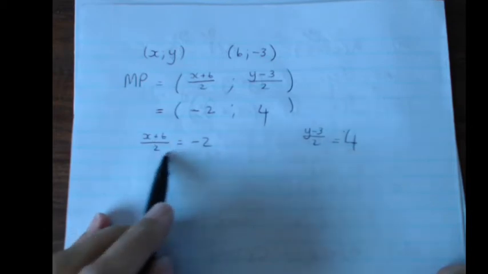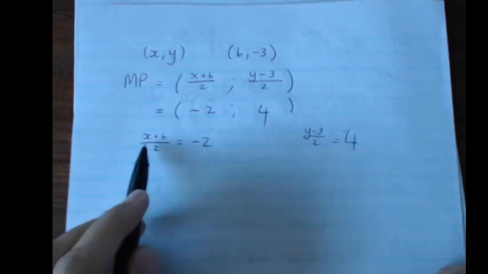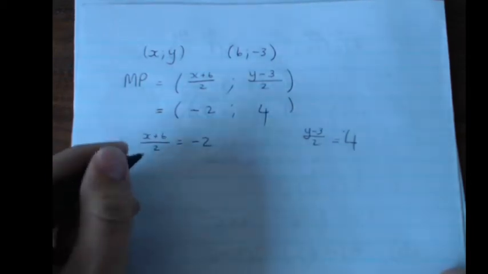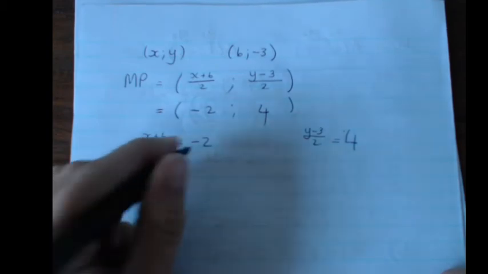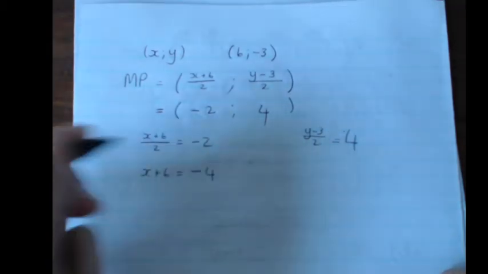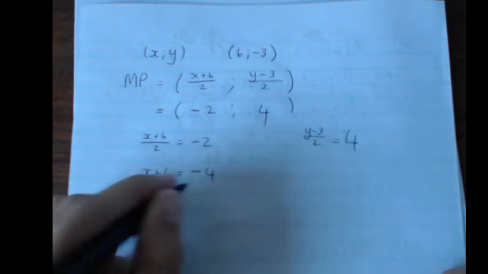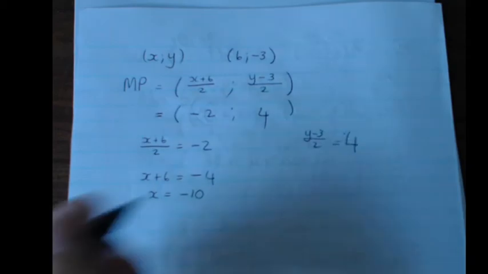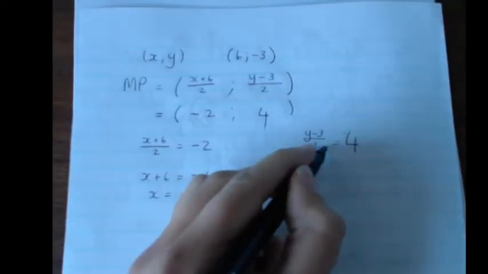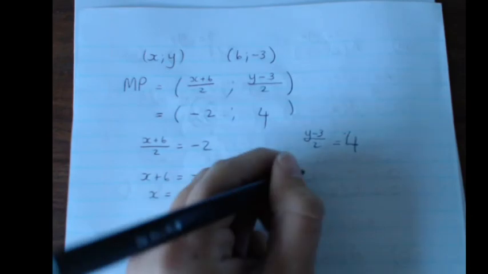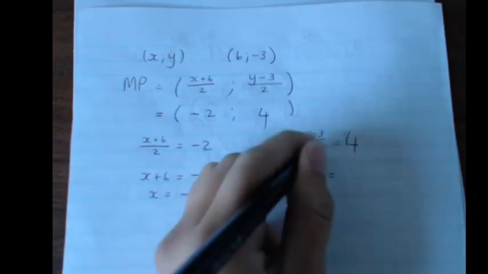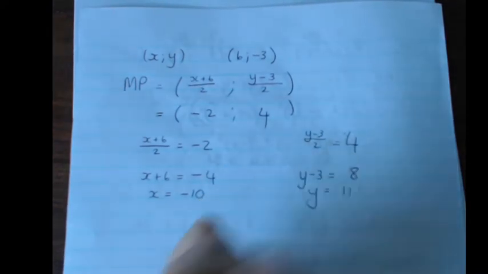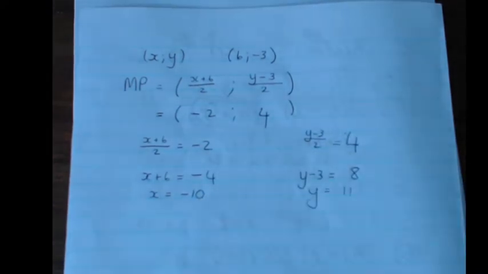So to solve this, let me just first get rid of this over 2. Over means divide, so this is divided by 2. To take it to the other side, I'm going to times 2. Then I have x plus 6 is -2 times 2, which is -4. Jump the 6 over, then it's -4 minus 6, which is -10. Same thing here, I'm going to multiply the 2 on the other side. Then I have y minus 3 is 4 times 2, which is 8. And then if I jump the 3 over, I have y is 11. So there's the values of x and y.